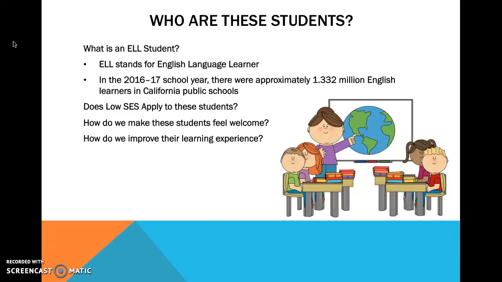In the 2016-2017 school year, there were approximately 1.332 million English learners in California public schools. So it's very predominant in California that there are students that have previously learned a language prior to English. ELL students constitute 21.4% of the total enrollment in California public schools.